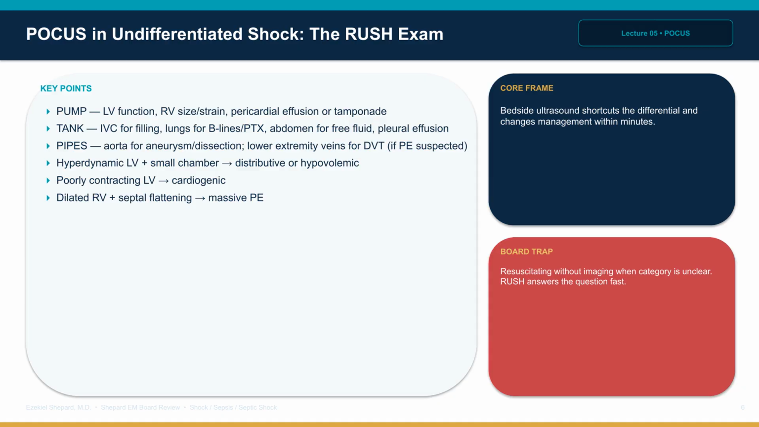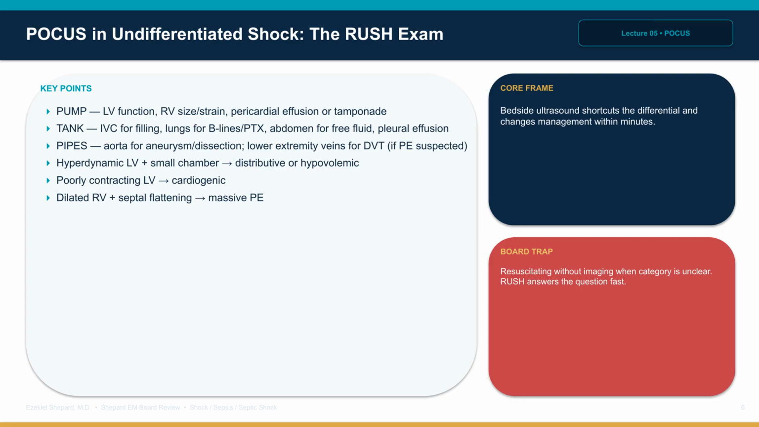When the shock category is not obvious, point-of-care ultrasound resolves the question fast. The RUSH exam stands for Rapid Ultrasound for Shock and Hypotension. It is organized as pump, tank, and pipes. The pump component assesses left ventricular function, right ventricular size and strain, and pericardial effusion or tamponade. A hyperdynamic left ventricle with a small chamber suggests distributive or hypovolemic shock. A poorly contracting left ventricle suggests cardiogenic shock. A dilated right ventricle with septal flattening suggests massive pulmonary embolism.